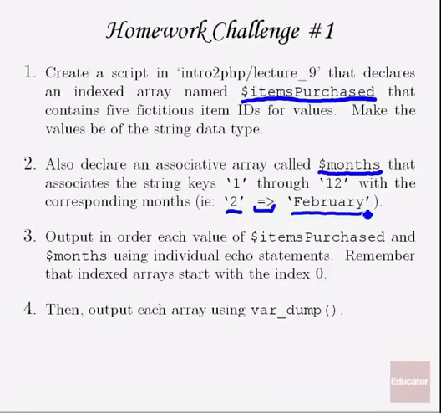And then I just want you to go ahead and output, as we had done in the in-class example, each value of items purchased and months using individual echo statements, which will give you practice using the square bracket syntax. Be sure to remember that indexed arrays start with the index 0. And then you can also output them using var dump, to get practice at seeing what the output of var dump looks like for arrays.